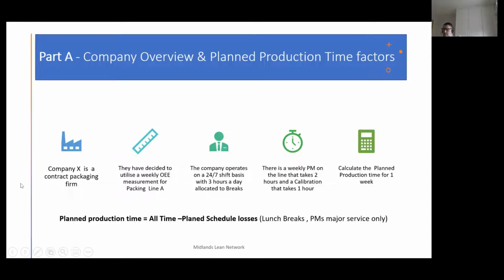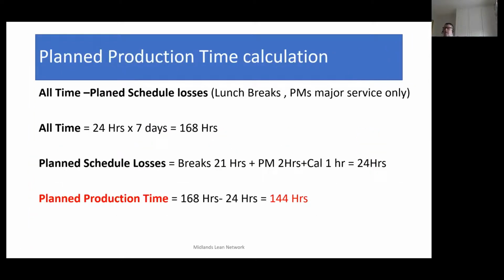I'm just going to, in the interest of time, go to the next screen to show you how that's done. So the all time minus planned schedule losses. The all time is 24 hours by 7 days a week, which is 168 hours. The planned schedule losses are breaks, 21 hours, PM is going to be 2 hours, and calibration is 1 hour, which is 24 hours we're going to lose before we start. So the planned production time is 144 hours. Are we all okay with that?